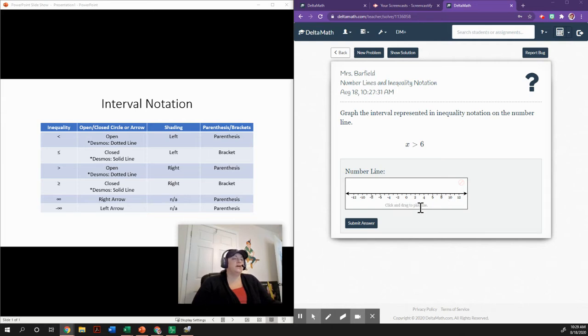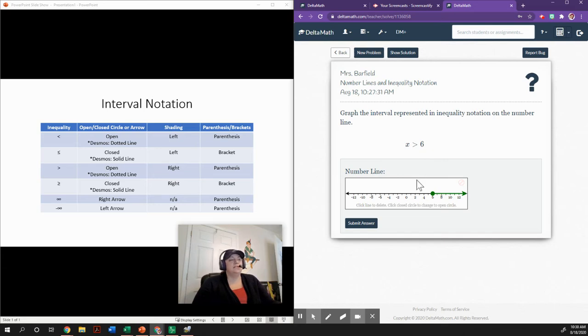Okay, so it says click and drag to plot the line. All right, so I know x is greater than 6, so I put my mouse cursor at 6, and I click and hold, and I wait until that arrow turns green, okay? That's showing me that I've got x is greater than 6, so I've at least got the shade to the right for greater than, not yet the open or closed circle.